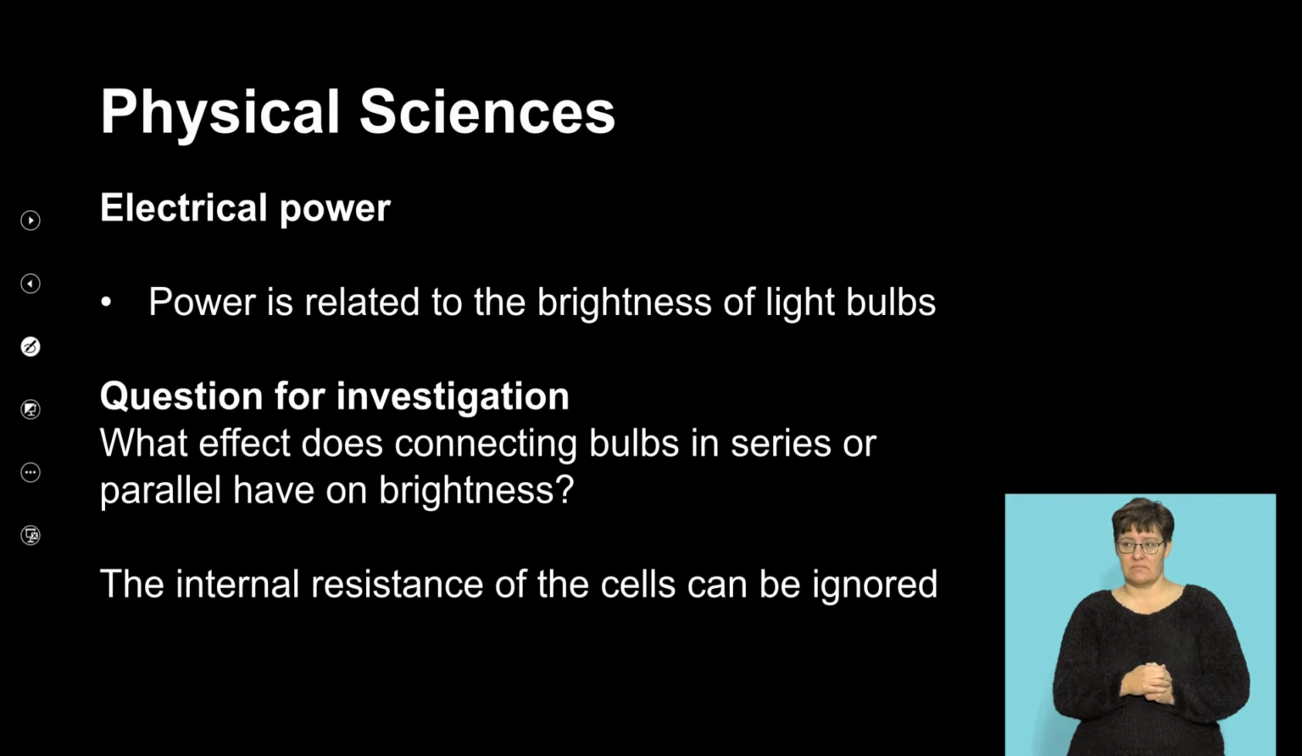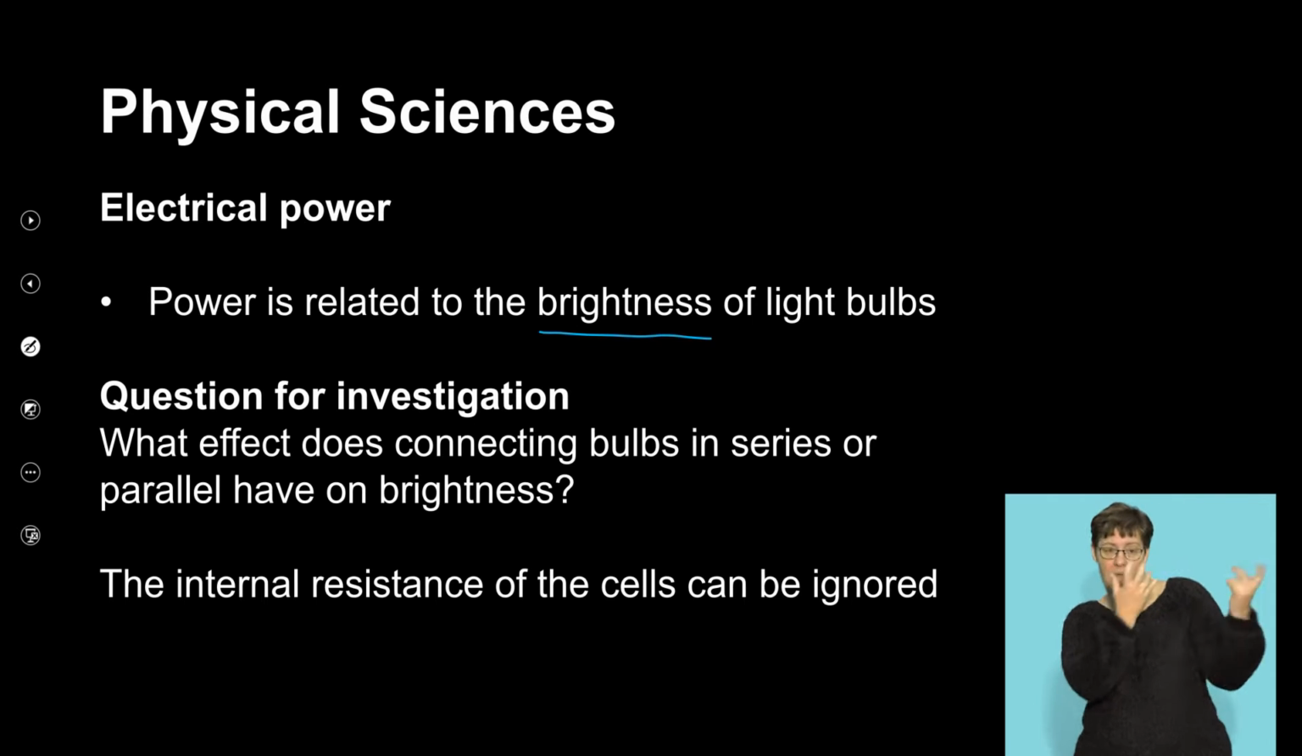Right. So we are saying that electrical power is related to brightness, and brightness is something that is qualitative. It means it's something that we can compare, but we cannot exactly quantify in a numerical sense. Now the question is, what effect does connecting identical light bulbs, we assume, in series or parallel, have on the brightness? Now the internal resistance of the cells will be ignored. Right. Now let's put this on record.